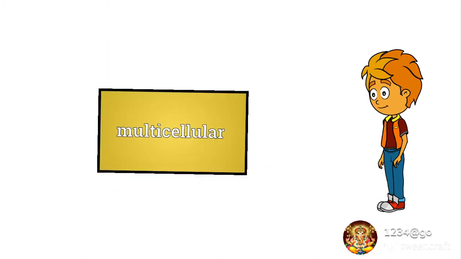Multicellular organisms. Organisms that consist of more than one cell are known as multicellular organisms. Most multicellular organisms are visible to the naked eye. Humans are multicellular. Multicellular organisms can be much larger and more complex.